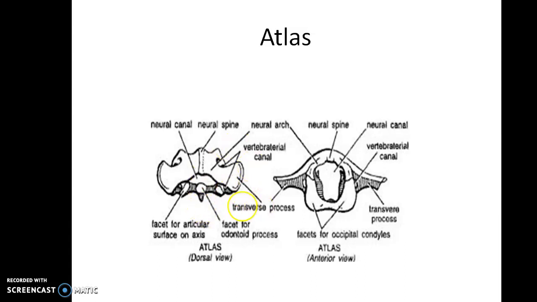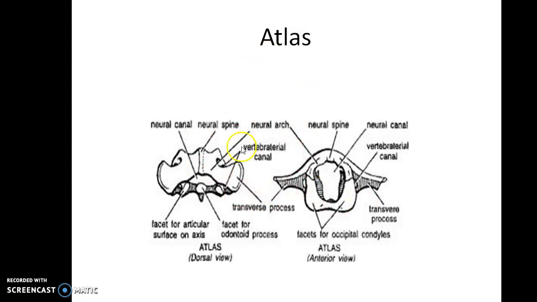That is why it is very important. This is the neural spine, and this is the neural canal, the vertebral canal. This is the anterior view of the atlas vertebra, where the facets can be easily seen because it is enlarged. The facets for the occipital condyle are clearly seen here. This is the facet for the occipital condyle, meaning it is for the attachment of the skull.